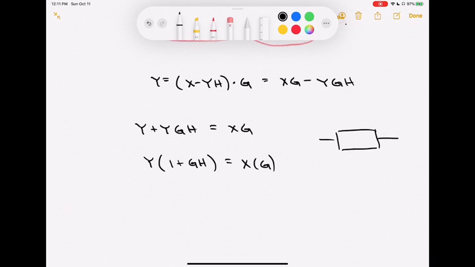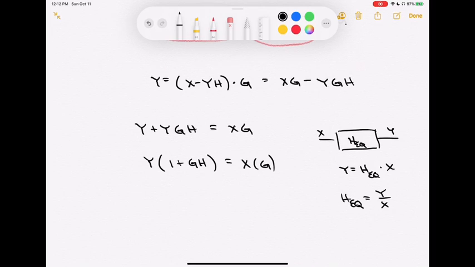What do I know about an equivalent single block system? There's going to be some overall h equivalent, with an input x and an output y. And what's the relationship with a single block? We saw this at the start. Y equals whatever the transfer function is, we're going to call that h equivalent, times x. And if I just divide both sides by x, I find that h equivalent is equal to y over x. That's something we saw in our last lecture as well. You can find the transfer function for a system by taking a ratio of its output to its input.